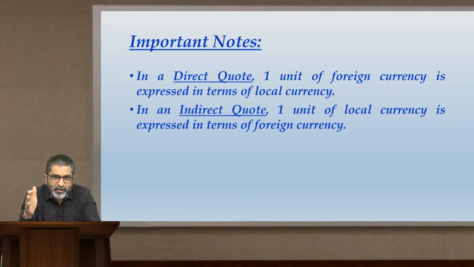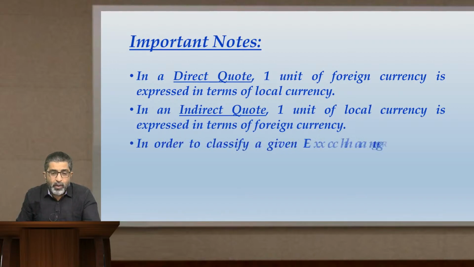The answer is, it is not to be identified as direct or indirect. There is no need to classify. You need to classify a quote as direct or indirect only in the situation where one of the currencies in the quote must be your local currency. If none of the currencies are local currencies, in other words, if both currencies given in the quote are foreign currencies, for you, that means an entity in India, that quote will not be classified as direct or indirect quote.